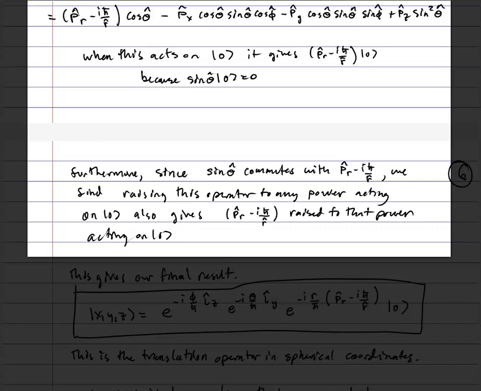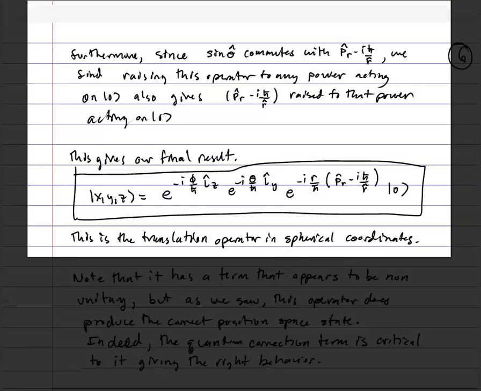This is the reason why we had to move all of those r hat operators to the right-hand side, so that we could get them acting on the state that corresponds to the origin state. And then that gives us this final result.